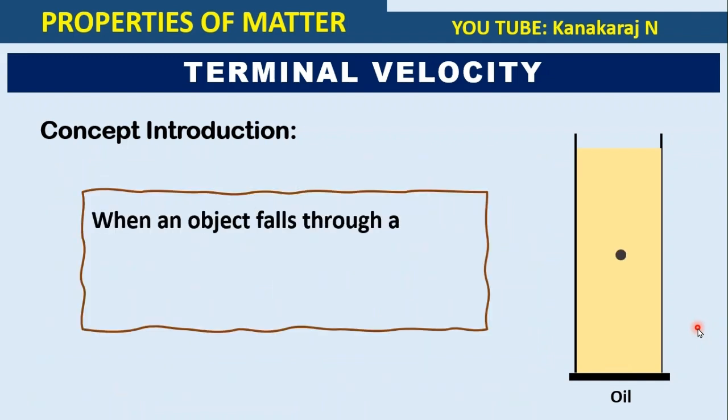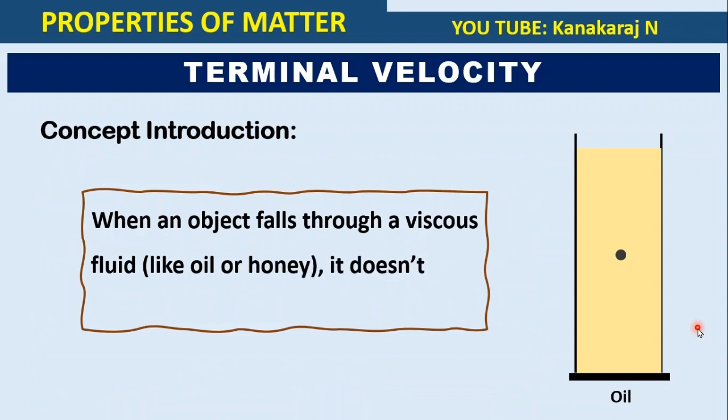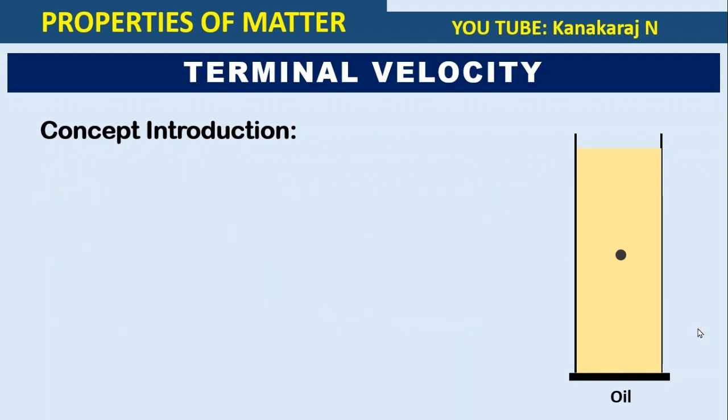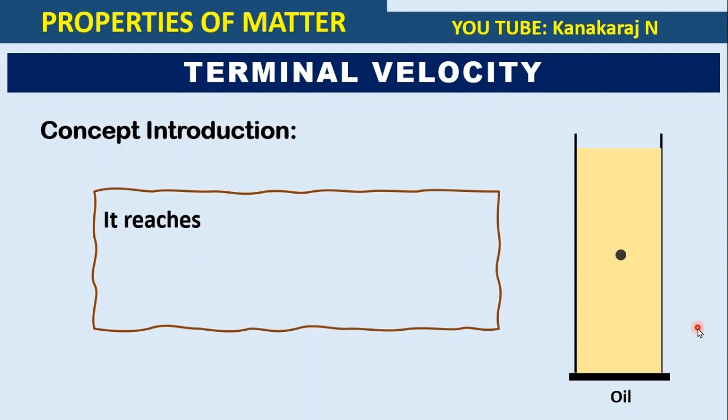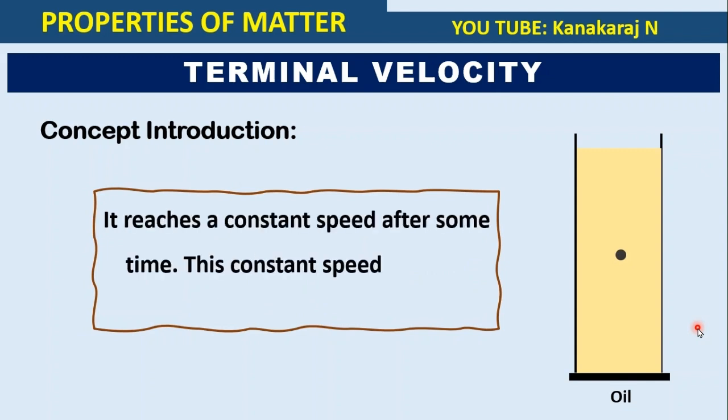When an object falls through a viscous fluid, like oil or honey, it doesn't keep speeding up forever. It reaches a constant speed after some time. This constant speed is called terminal velocity.